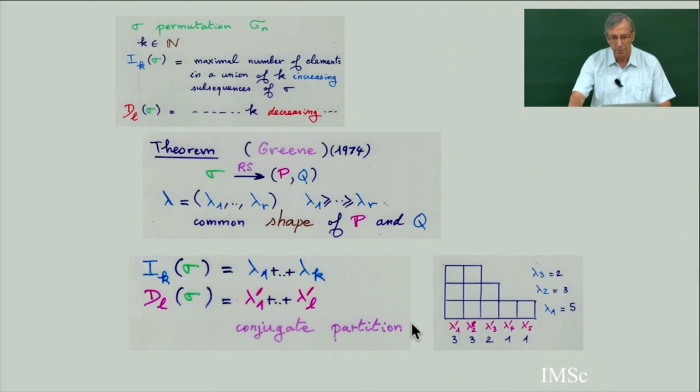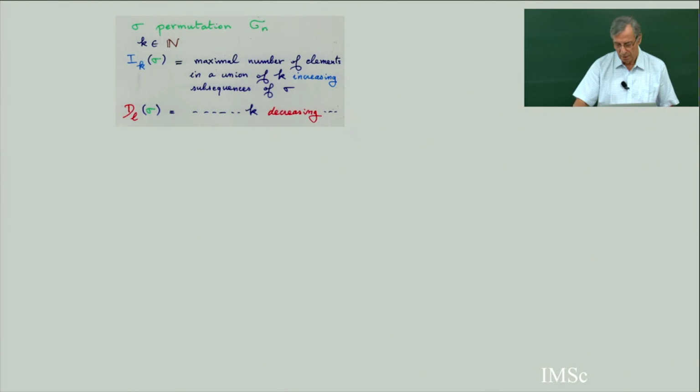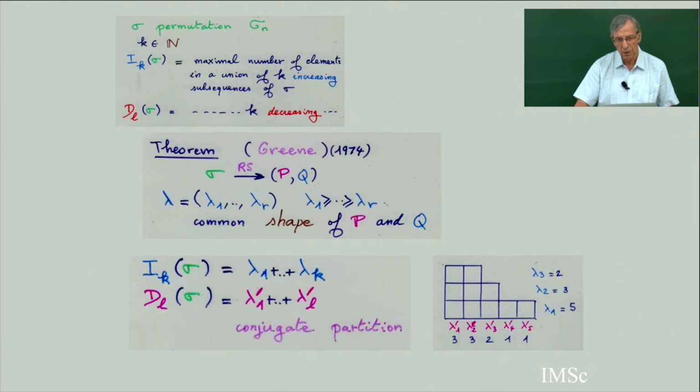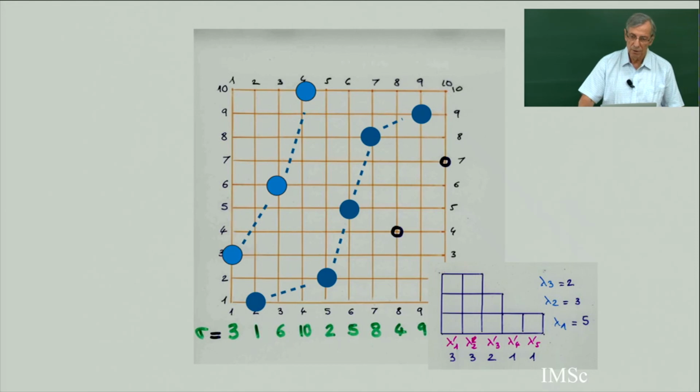And here is an example of the partition. The permutation we get in our example was this one, and the Ferrers diagram is this. And the Greene theorem tells you that, of course, there is an increasing subsequence of size 5, there is a decreasing subsequence of size 3, and it is the first row of the Ferrers diagram. Now the sum of the first two rows is 8, so you get 8 elements.